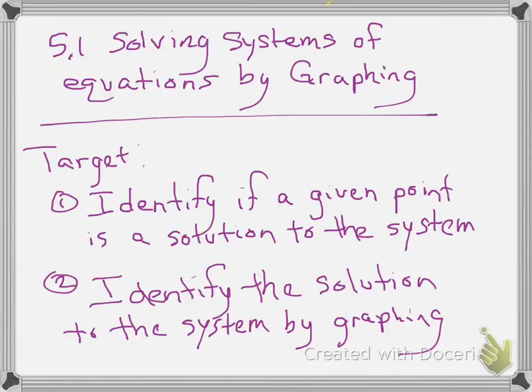Okay, here's section 5.1. It is all about solving systems of equations. And basically 5.1 is about graphing them. You're going to be solving systems of equations all throughout chapter 5. What that means is it's just a fancy word for finding out where two lines intersect. So the solution to a system is where two lines intersect or run into each other. So you're looking for a point.